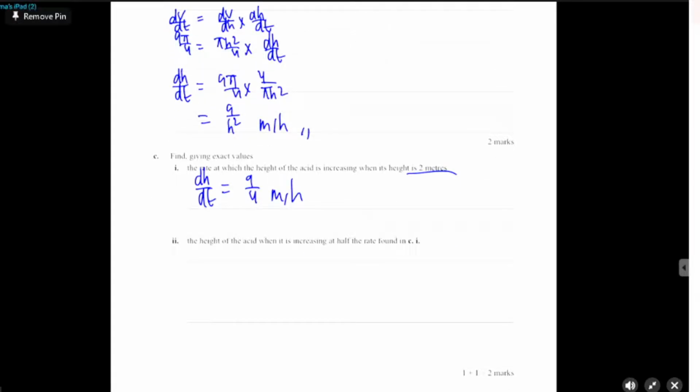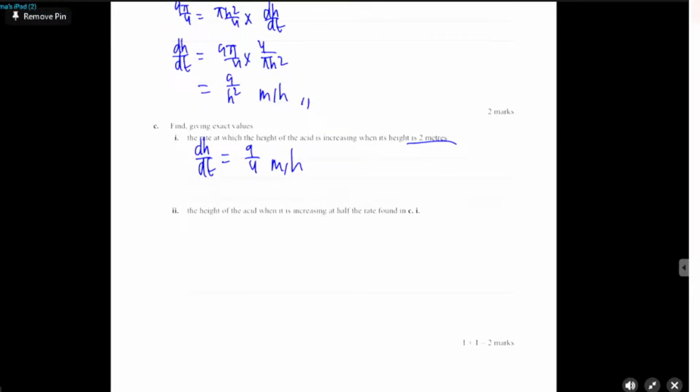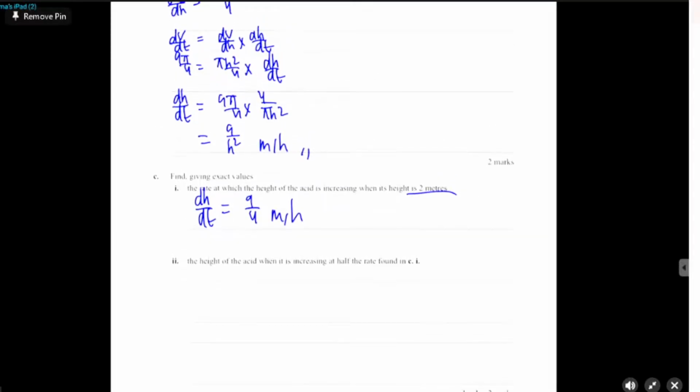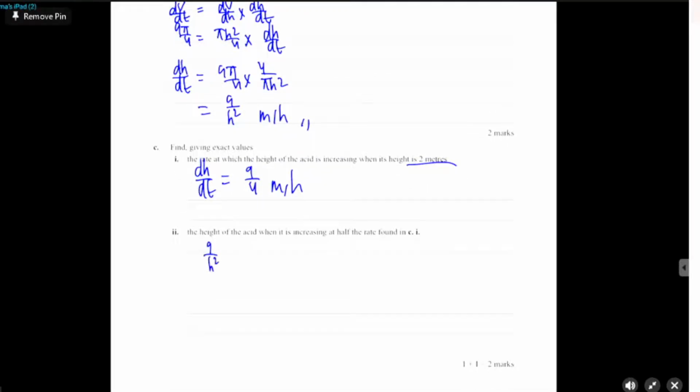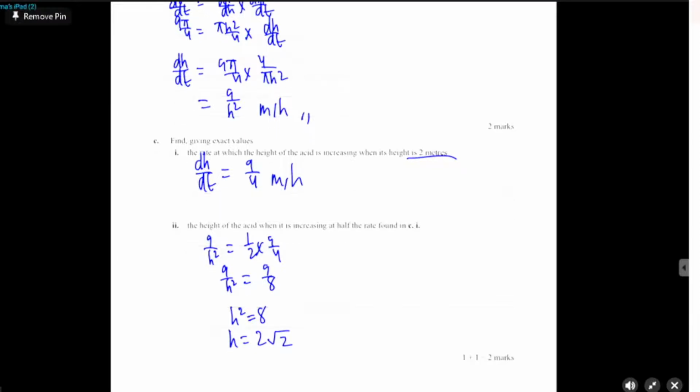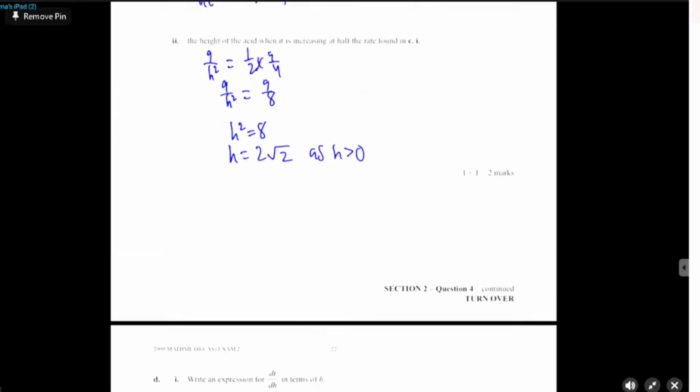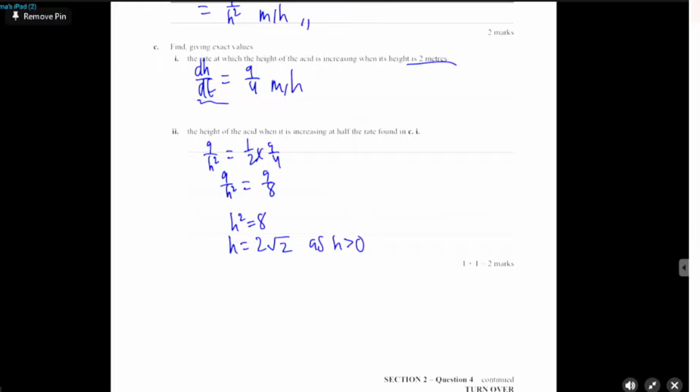And then next question, the height of the acid when it's increasing at half the rate found in ci. So what you're doing is 9 on h squared is equal to half of 9 on 4. And then when you solve for h, you get h equals 2 root 2, as h is greater than 0, because you get plus or minus, but it doesn't make sense in the question for h to be negative. Then dt on dh is just this flipped around.